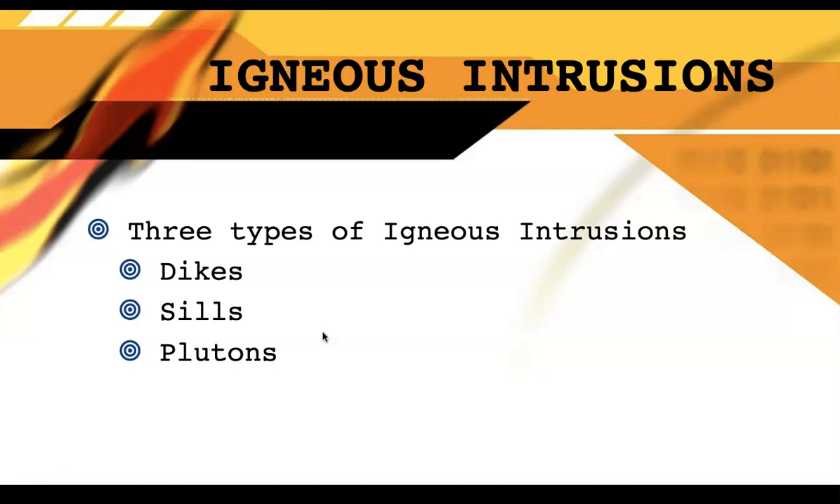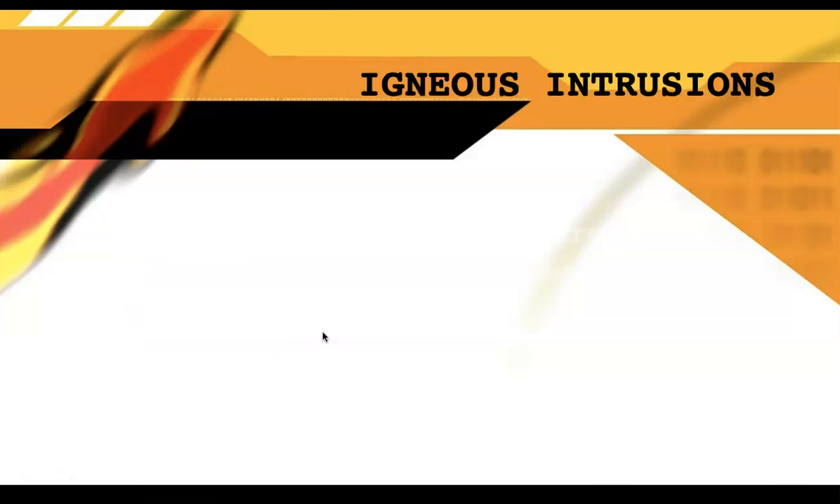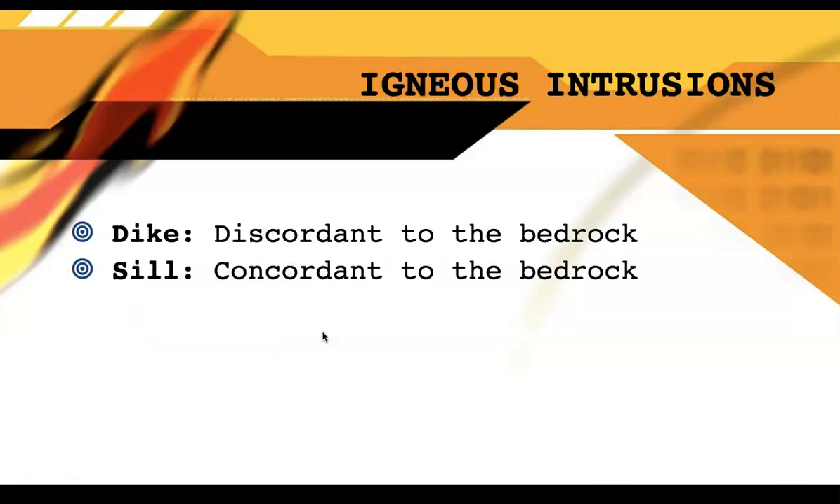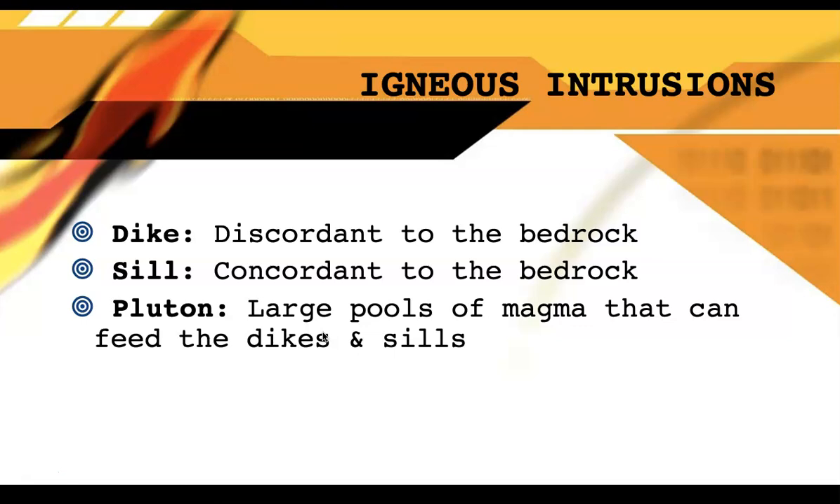We recognize three types of igneous intrusions in this class. We recognize dikes, sills, and plutons. Dikes, sills, and plutons. A dike is an igneous intrusion that is discordant to the bedrock. A sill is an igneous intrusion that is concordant to the bedrock. And don't worry, we'll tell you what that means, but you're familiar with discord, right? Is discord in music or in life, is that something that's pleasant?